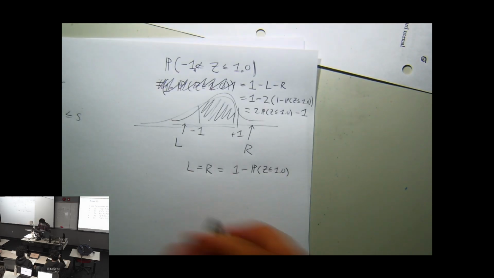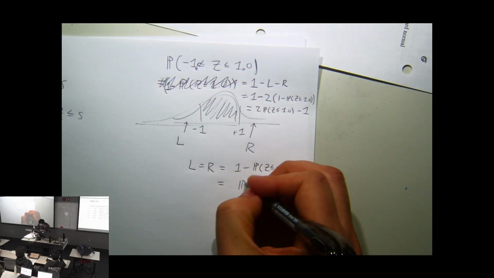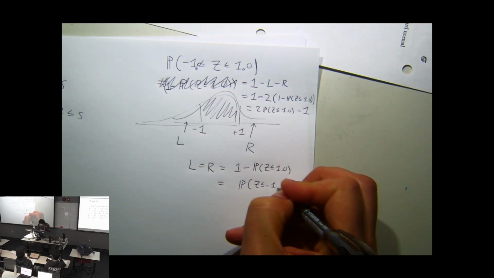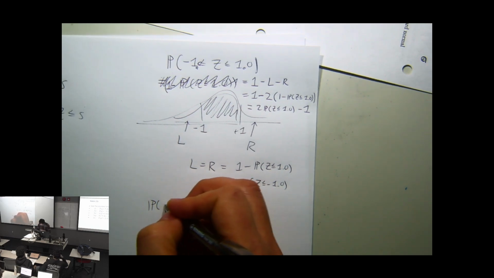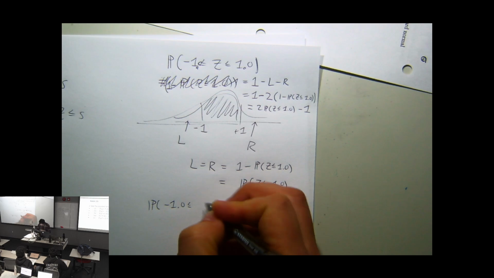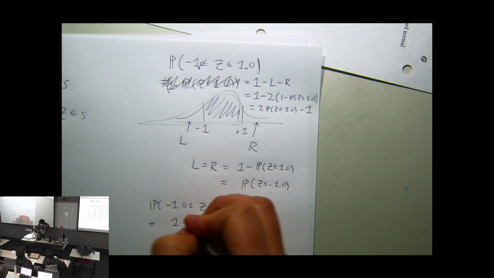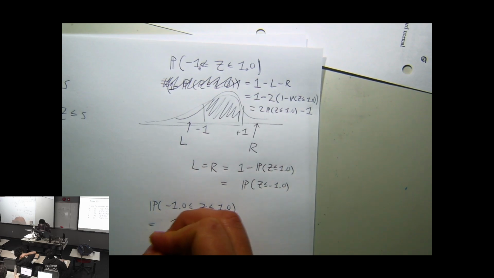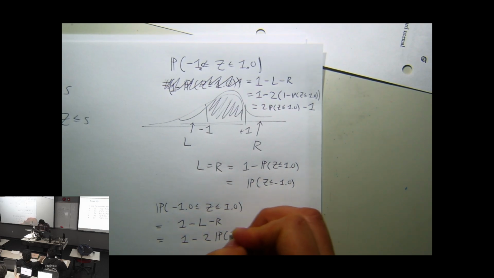Or as Gary's pointing out, you could have done it the other way, and you could have said, hey, that left or right area is just the probability that Z is less than minus 1. That's also totally legit. And in that situation, the probability that you're between minus 1 and 1 is 1 minus the left minus the right. And in this situation, it's 1 minus 2 times the probability Z is less than minus 1.